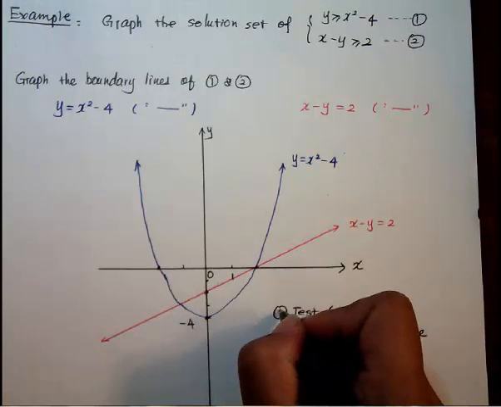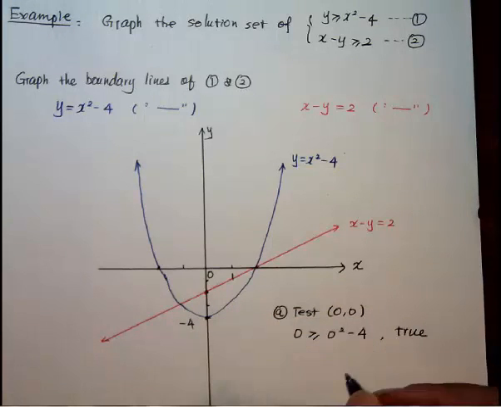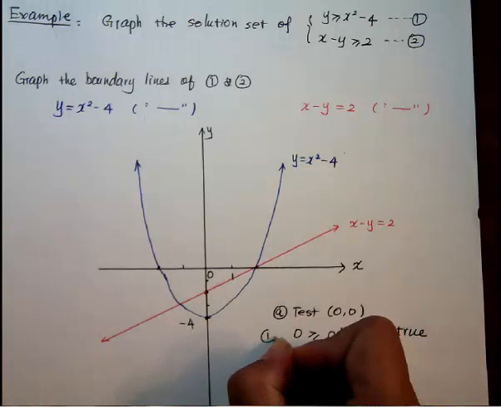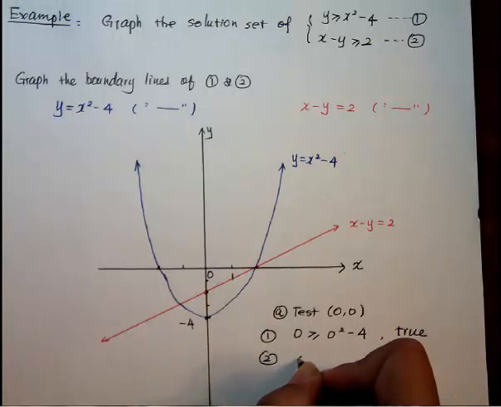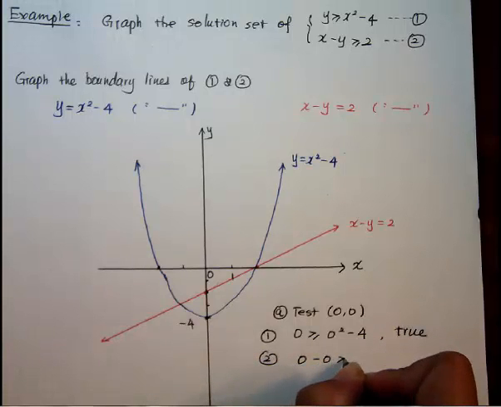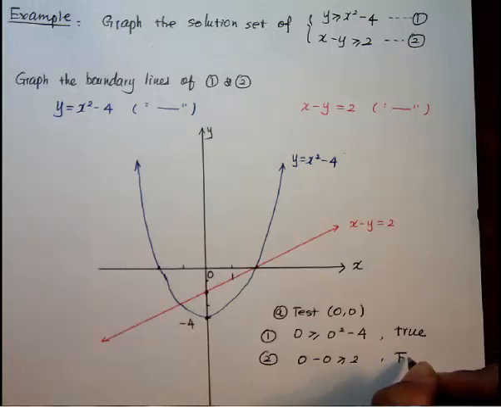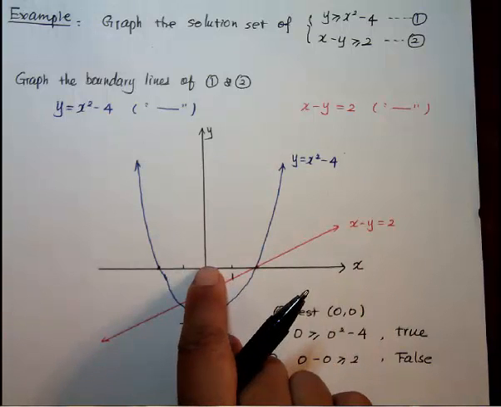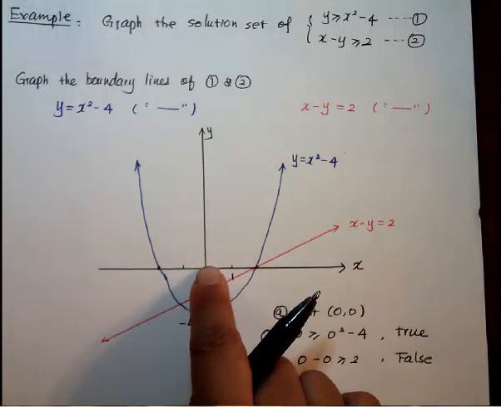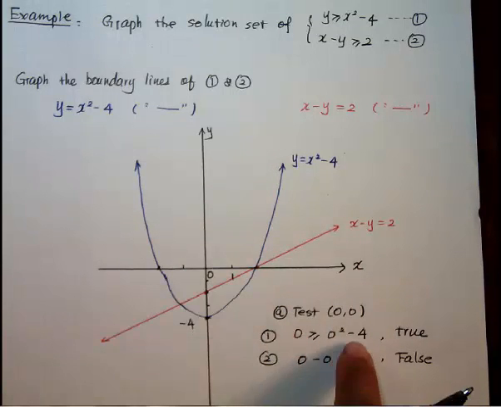Oh, let me call this A. So true for the first inequality. But how about the second inequality? Is it 0 minus 0 greater than or equal to 2? That's false for the second inequality. Then this whole region, including the 0, 0, is not the solution of the whole system, even though it is a solution for the first inequality.